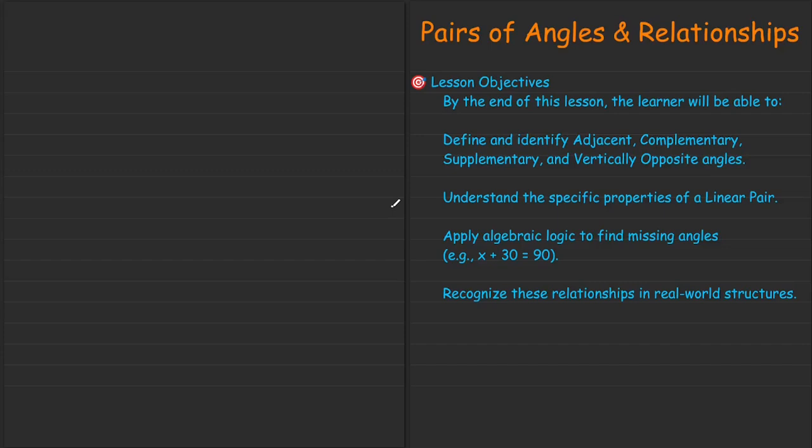In this lesson, we are looking at pair of angles and their relationship. By the end of this lesson, here are the learning objectives you would be able to achieve. Without much ado, let's quickly look into it.